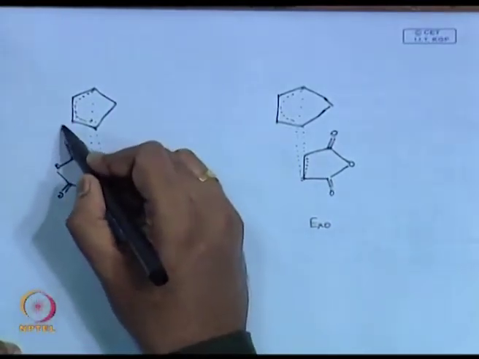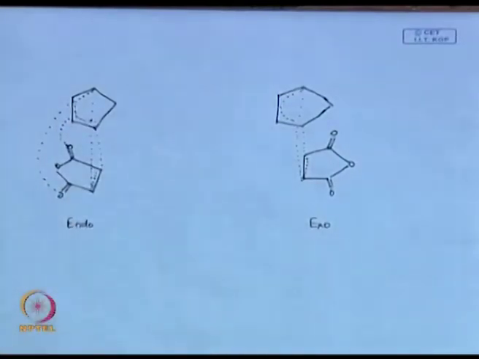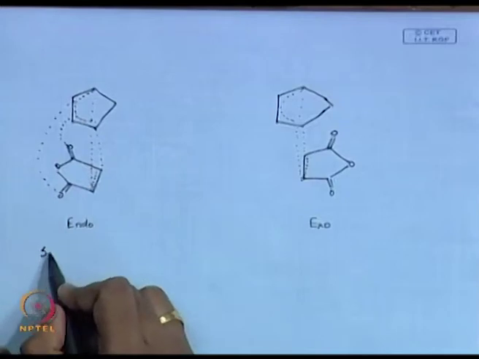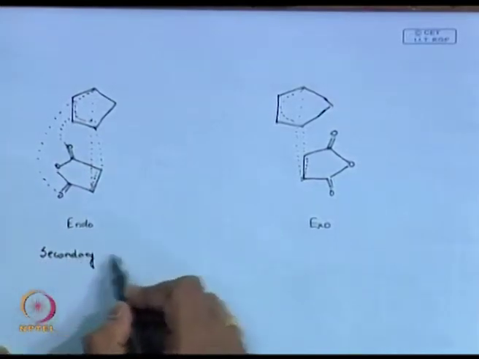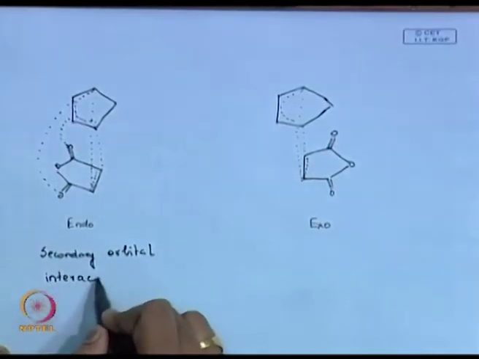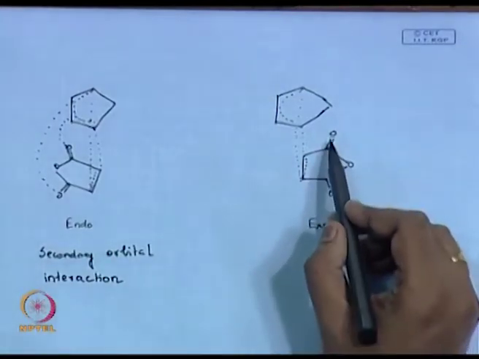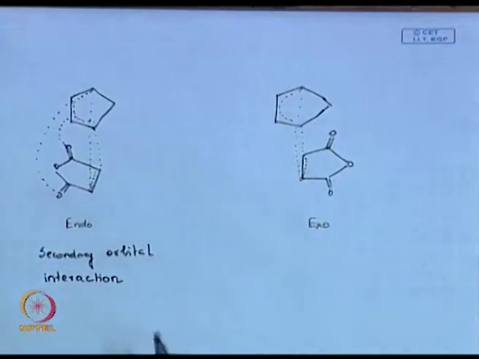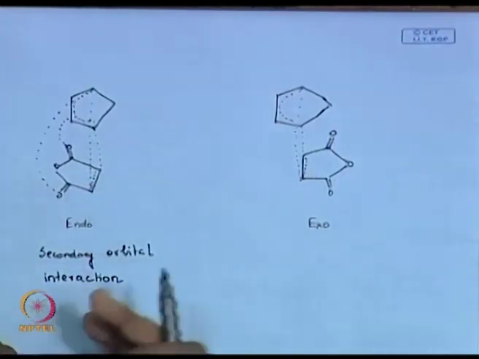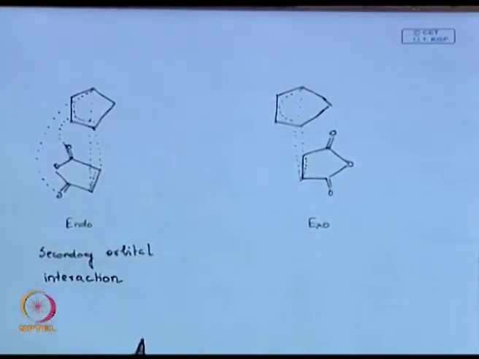Here you have this secondary orbital interaction, okay, of your carbonyl with your alkene system. Okay. This is very important. You have a secondary orbital interaction, and this stabilizes your transition state. Okay. In this case you cannot have that. That is why we say that the endo has a selectivity across your exo when you talk about the Diels-Alder reaction. Endo is much more favored because of the secondary orbital interaction.